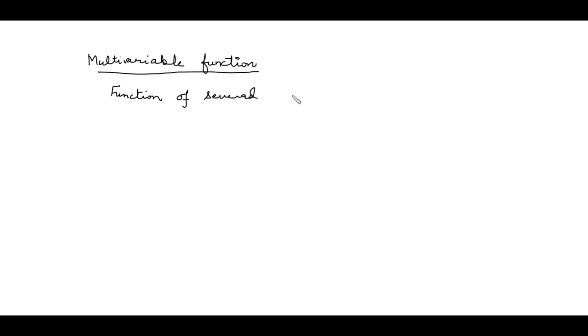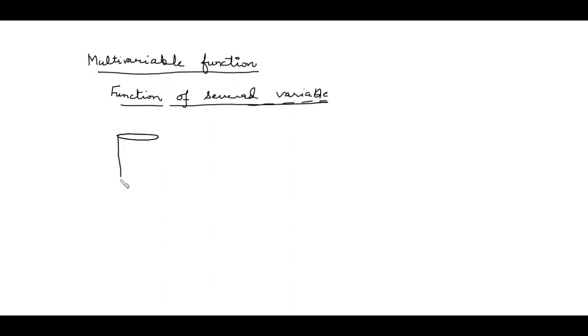Hello everyone. Today I am going to explain multivariable functions. So what do you mean by a function of several variables? And what is the need of this, the function of several variables?